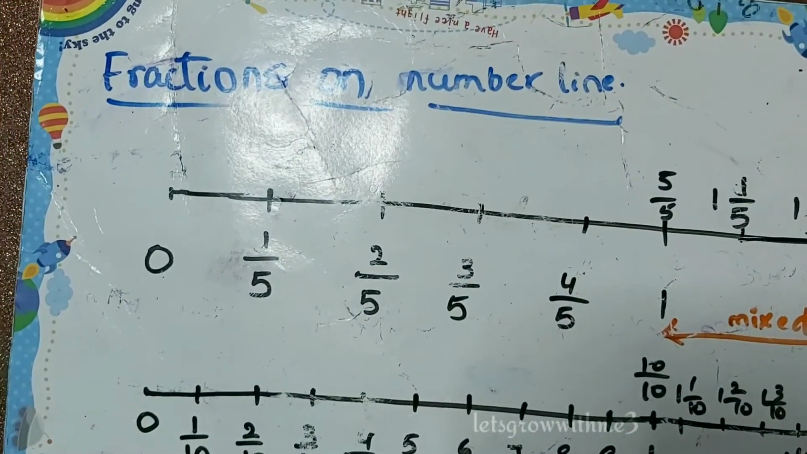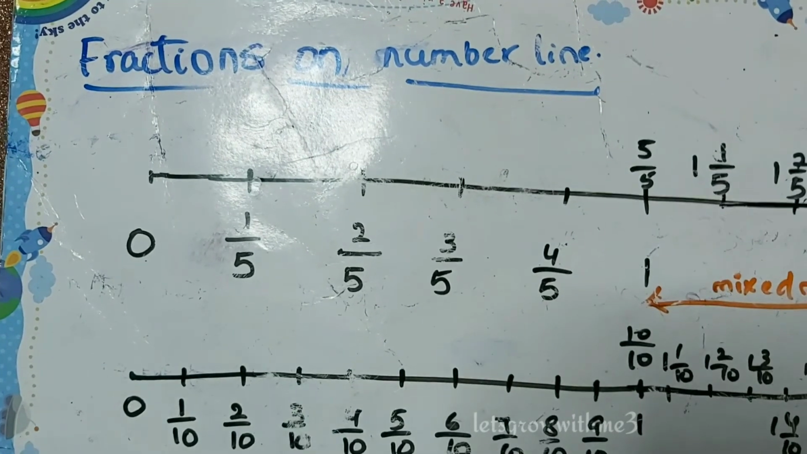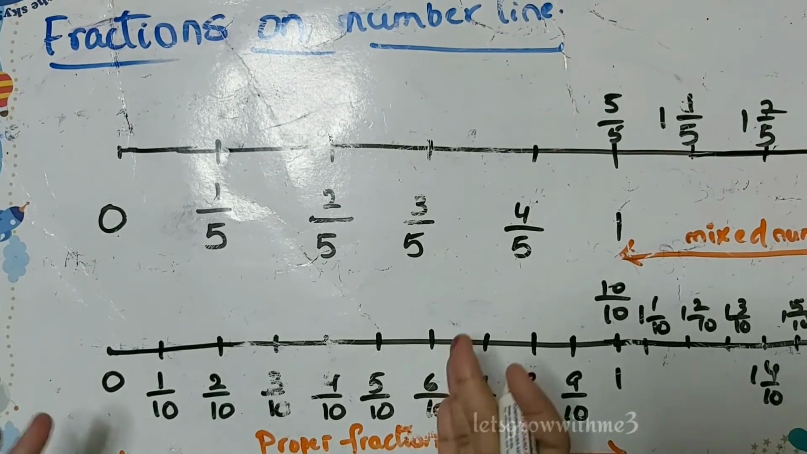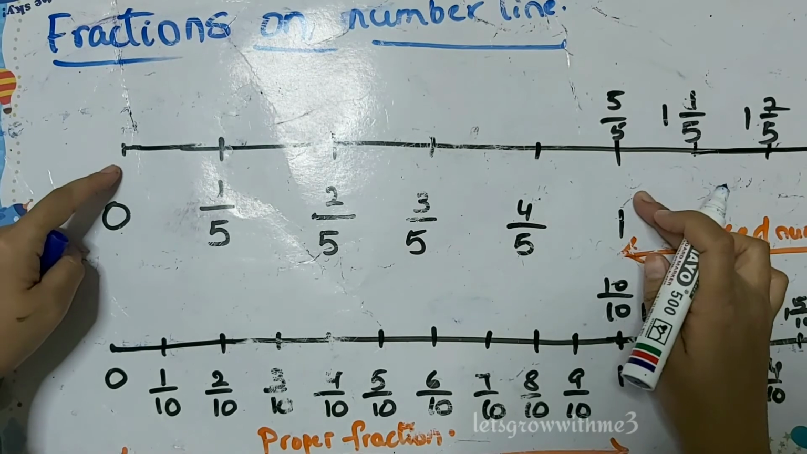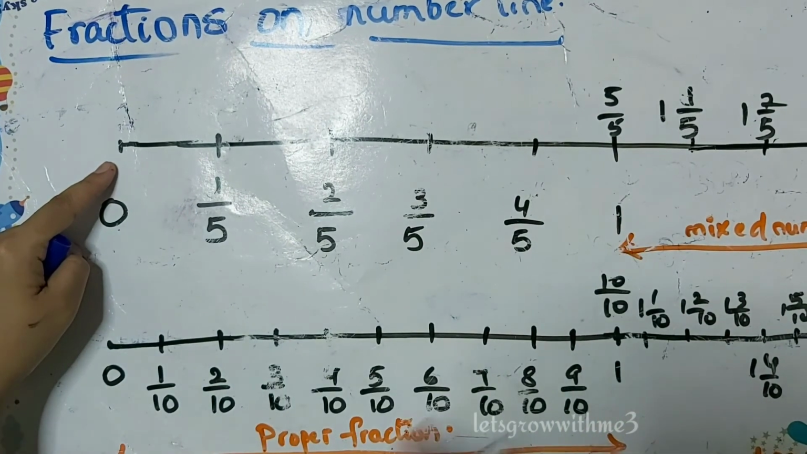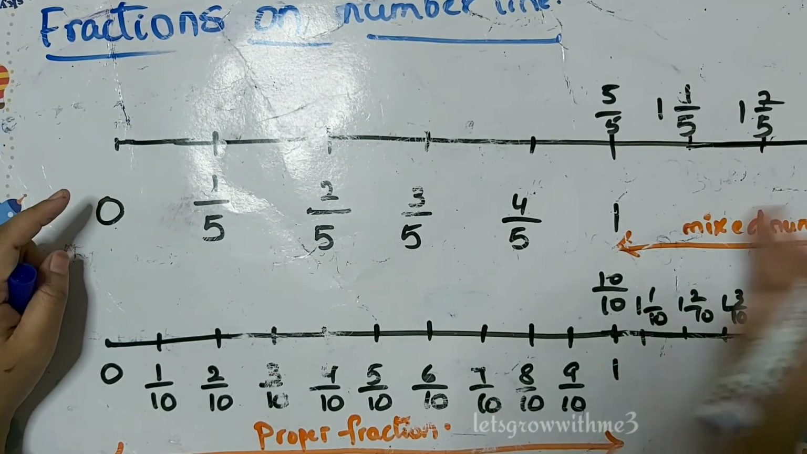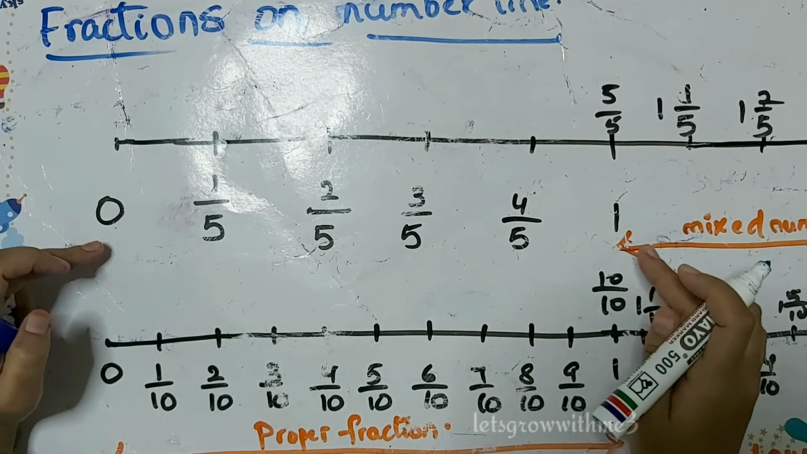Let's move on. Next topic, fractions on number line. Next we will see where our fractions lie on the number line. Between 0 and 1 we have proper fractions. Now we will see how I am writing these values. So between 0 to 1 the total number of parts is divided into 5 parts.